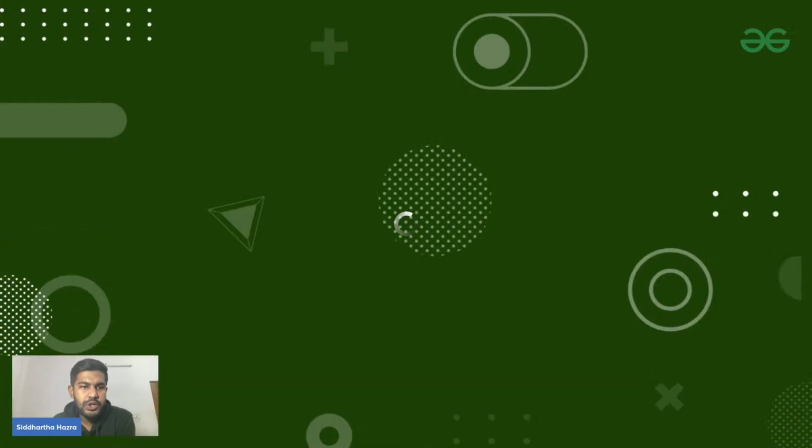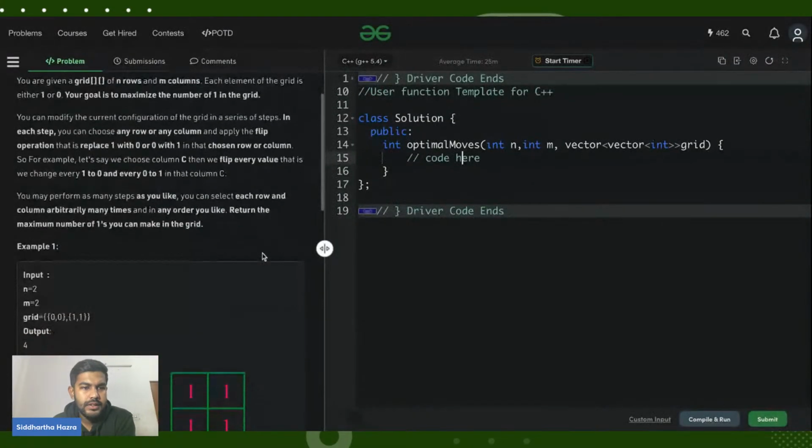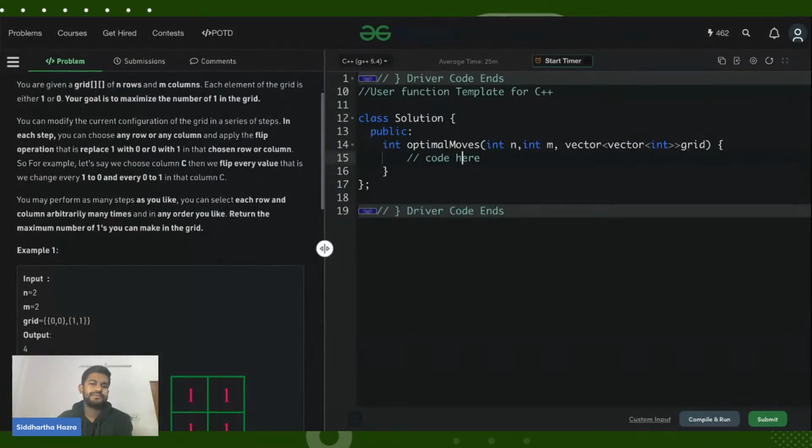Let us move to the very next problem. Optimal moves. Quickly read the problem. Just quickly recapitulate the problem. This problem is very interesting. So here we just need to flip the bits.